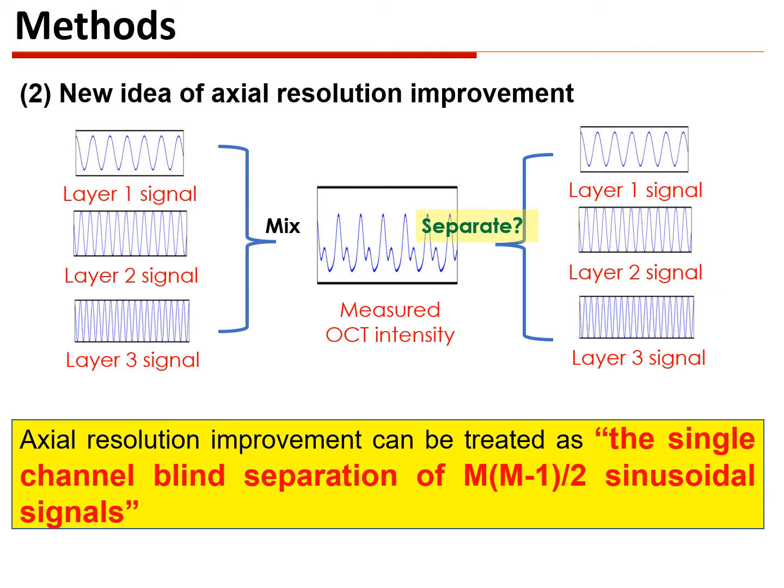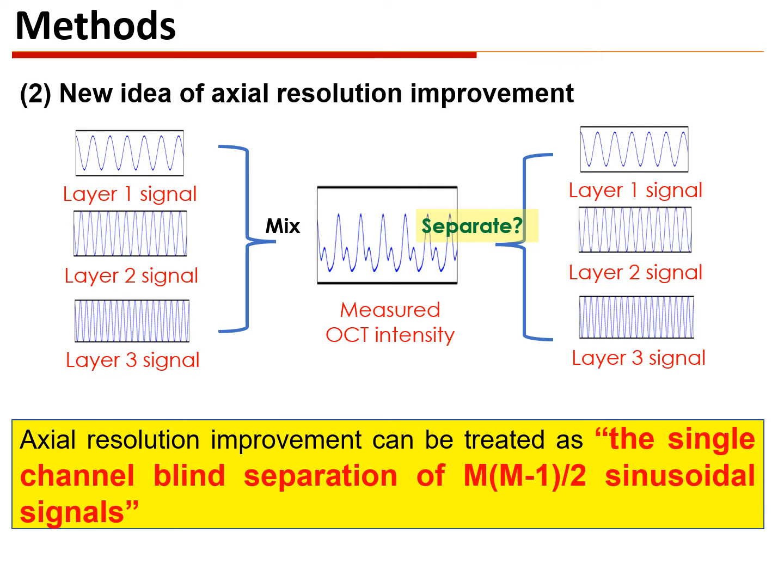We proposed a new idea of axial resolution improvement. That is, the axial resolution improvement can be treated as the single channel blind separation of multiple sinusoidal signals. Here is the example. Supposing the material has 3 layers. Each layer corresponds to a sinusoidal signal with single frequency. Now the OCT captured the OCT intensity, which is the superposition of 3 layers' sinusoidal signals.